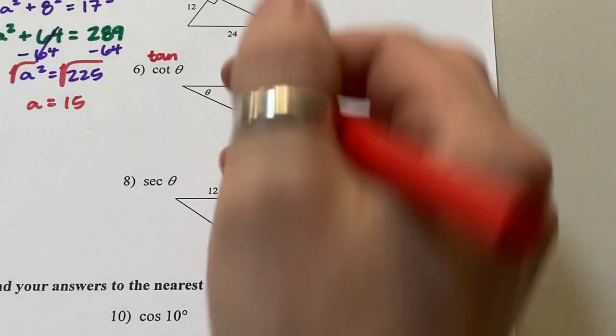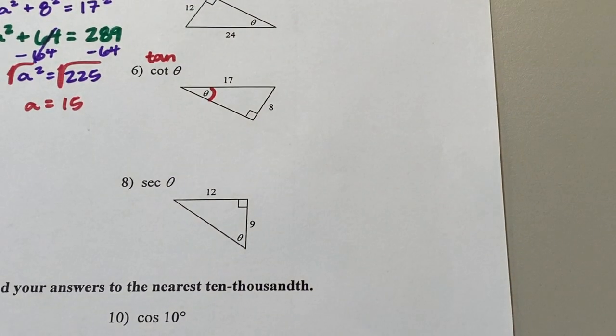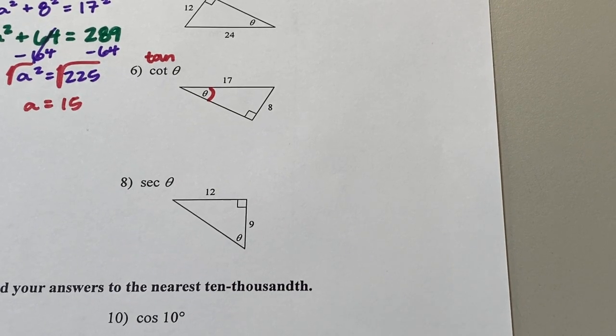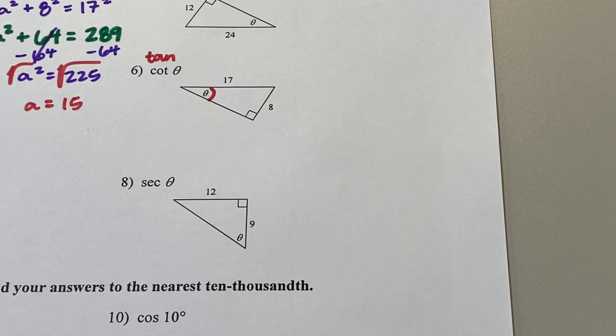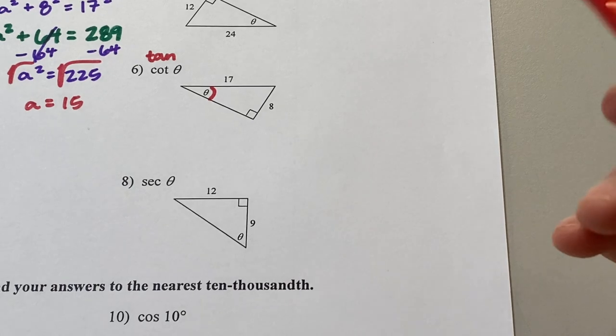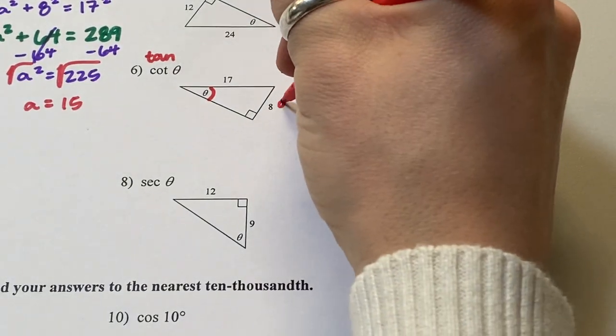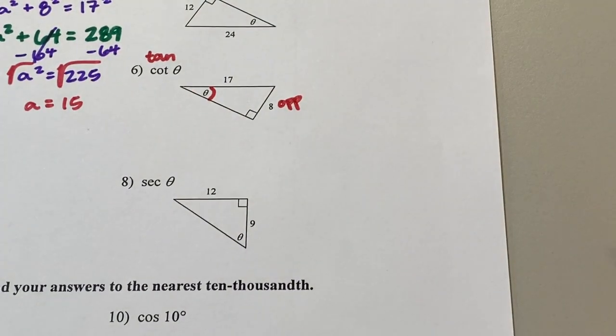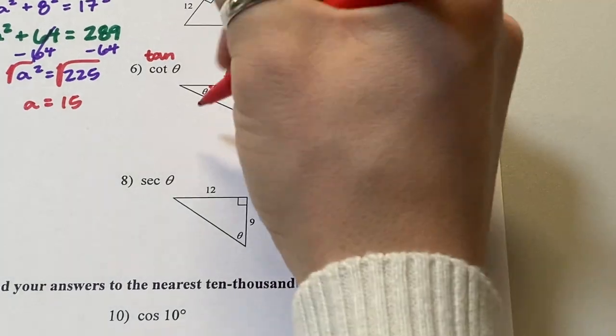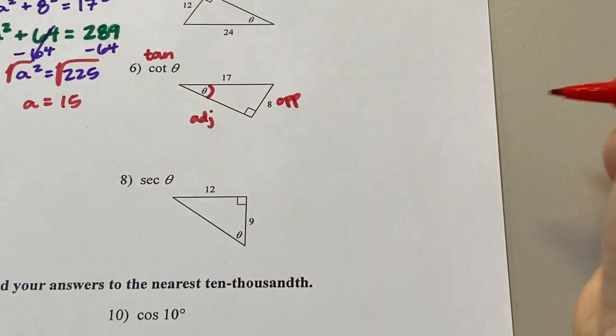We're still standing at theta. First, I need to start with finding tangent, and then I can just flip it. So that's our game plan: find tangent, then just flip it, because that's the reciprocal. I need opposite and adjacent. Opposite, 8, adjacent, I don't have.